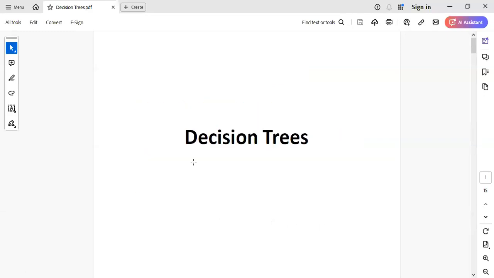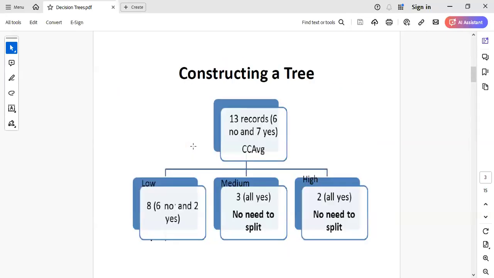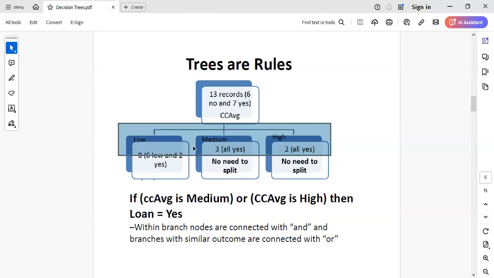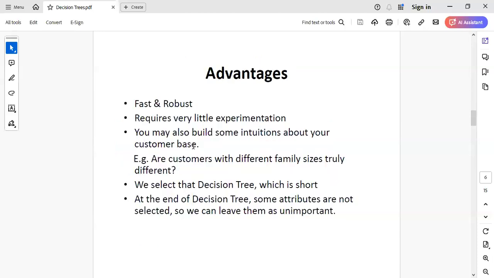So what we did study is what are decision trees, how to construct a tree, what are rules, how are the rules formed. So rules are formed from the branches. Any decision tree has a root node, a branch, and a leaf. From root node to the leaf is called a branch, which is nothing but a rule.